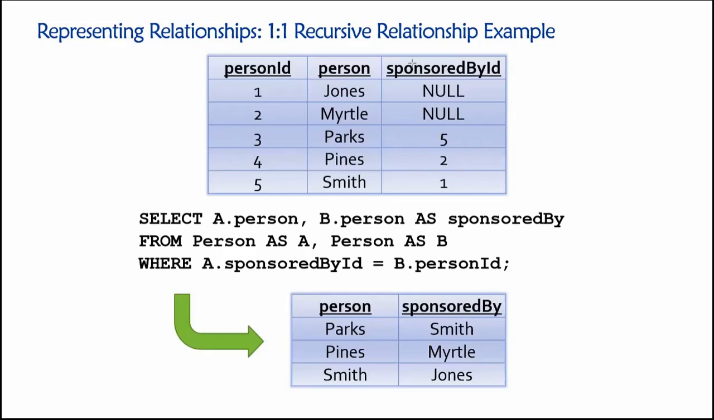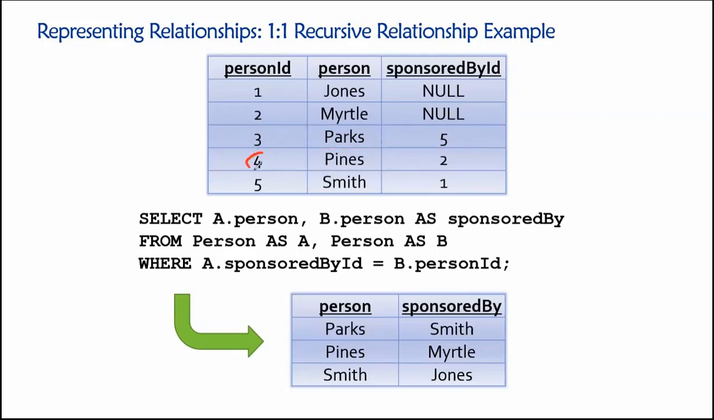Okay. So again, each row is potentially related to one other row in the same table. So if I'm looking at person number 3 and I say, who sponsored person number 3? Well, I see that was person number 5. And then I can say, okay, here's person number 5. So that's Smith. So Smith is the sponsor for Parks, right? 3 was sponsored by 5.